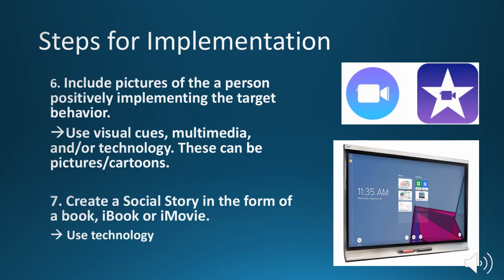The sixth step is to include pictures of a person positively implementing the target behavior. You should use visual cues like multimedia and/or technology. These can be pictures or cartoons. The next step is to create a social story in the form of a book, iBook, or iMovie. Research suggests people who have autism are often visual learners, so smart board technology allows them to take part in an interactive classroom.